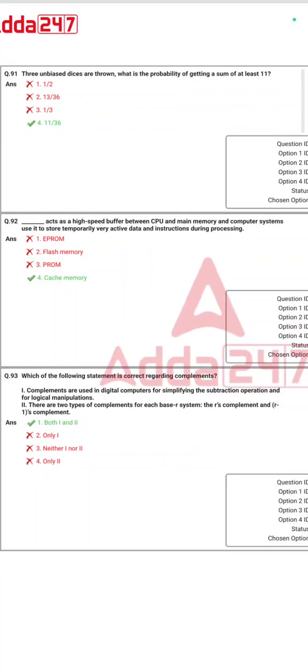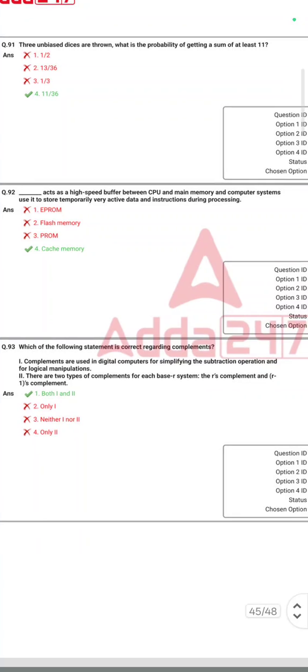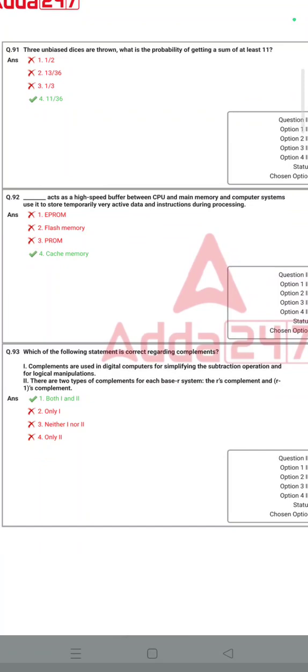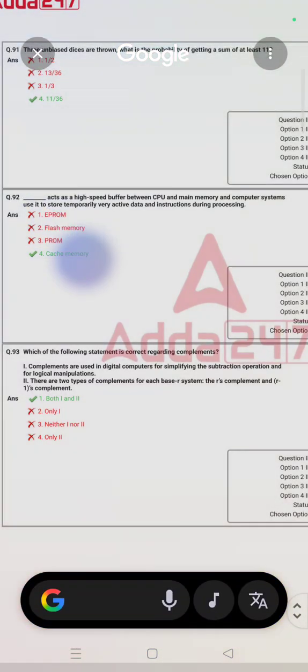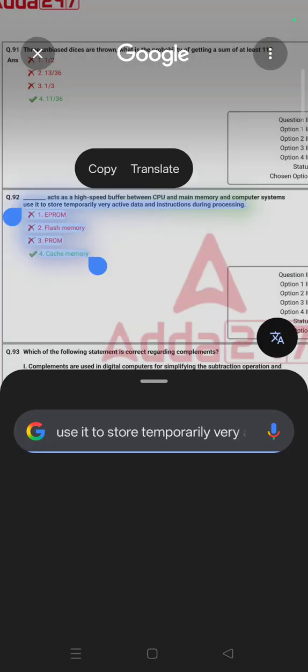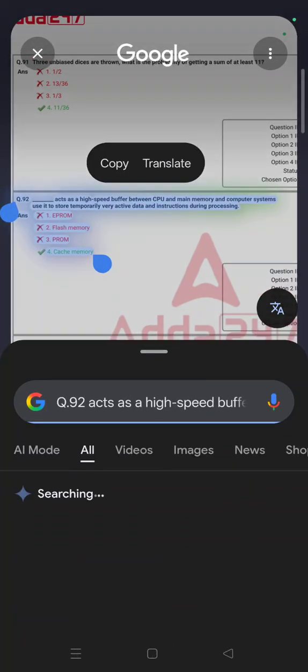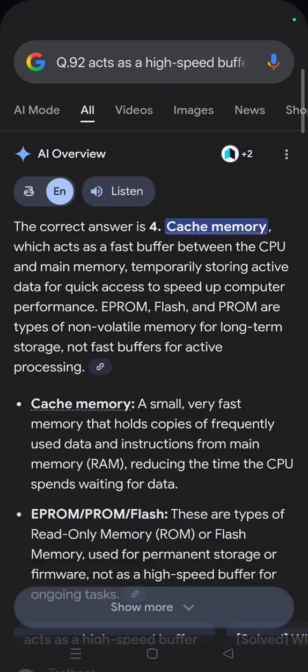This acts as a high-speed buffer between the CPU and main memory in computer systems. It is used to store temporarily very active data and instructions during the process. Cache memory, a high-speed buffer between the CPU and main memory. Okay. And this is the correct answer.